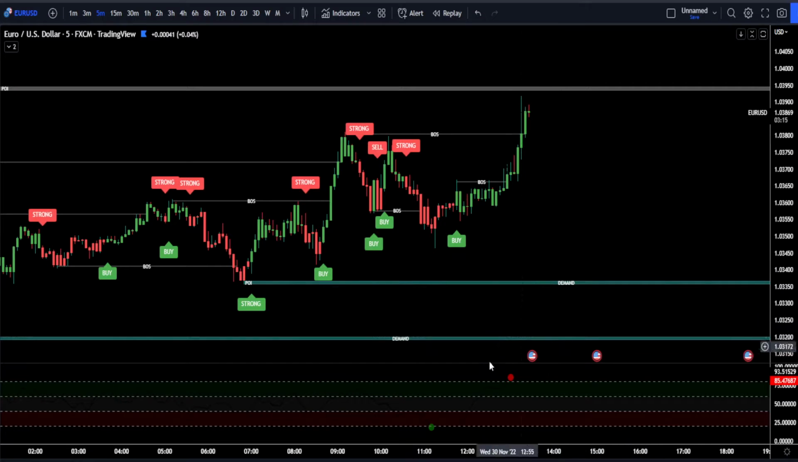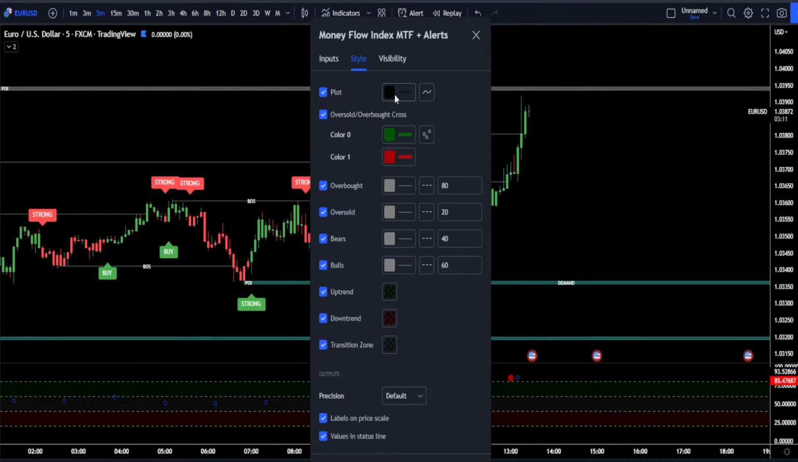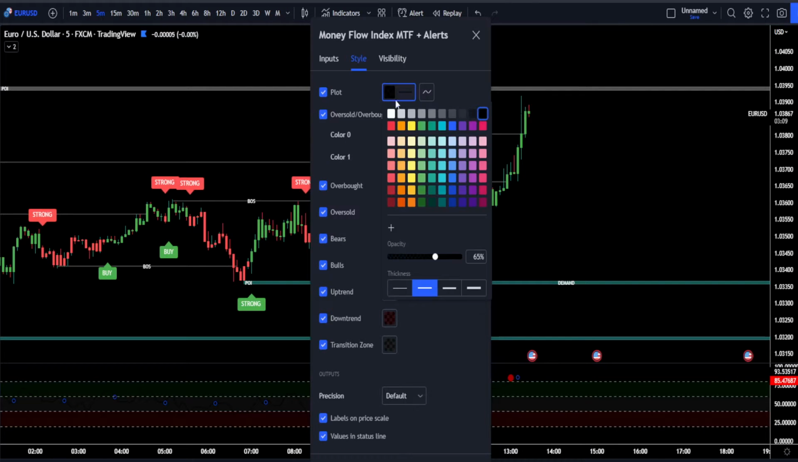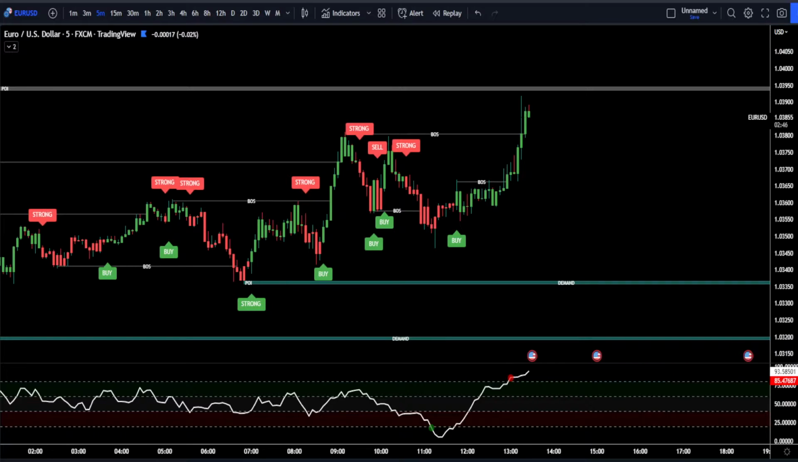Okay, so we can see that the line is barely visible. So to fix that, we're going to double click on it. And in the style section, we're going to be changing the plot from black to white. The main goal of this indicator is to identify the times when the market is overbought or oversold. When the white line crosses inside our green zone, the market is considered overbought. And when the white line crosses into our red zone, the market is considered to be oversold.